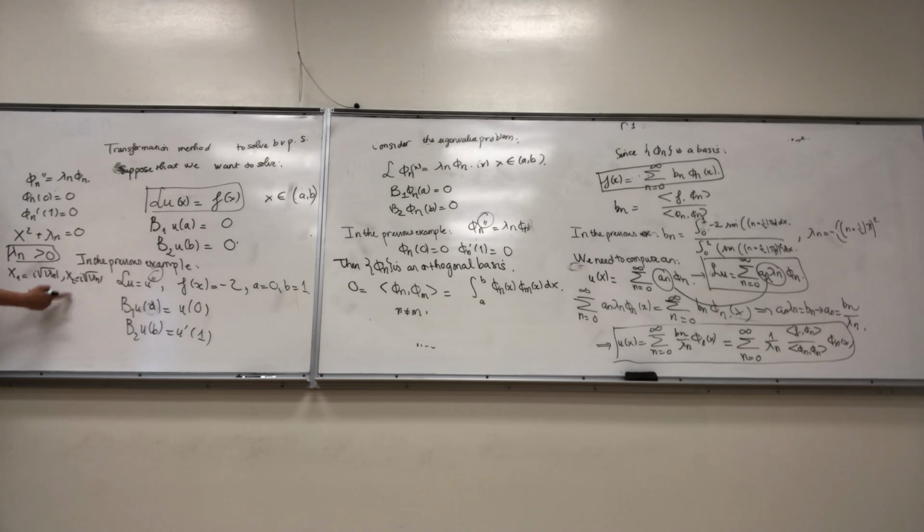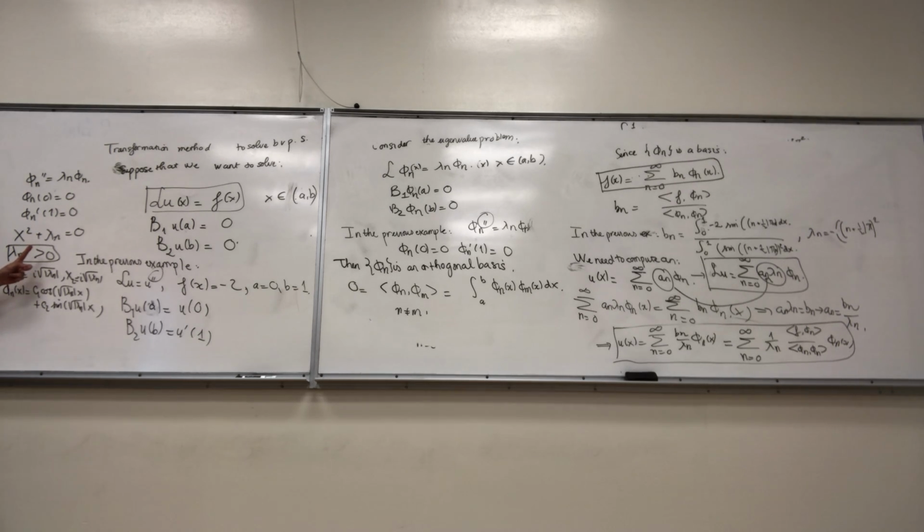So phi n of x has to be c1 of cosine of square root lambda n x plus c2 of sine of square root lambda n x, right? This is where you see cosine and sine. Lambda n is less than 0, negative and positive.